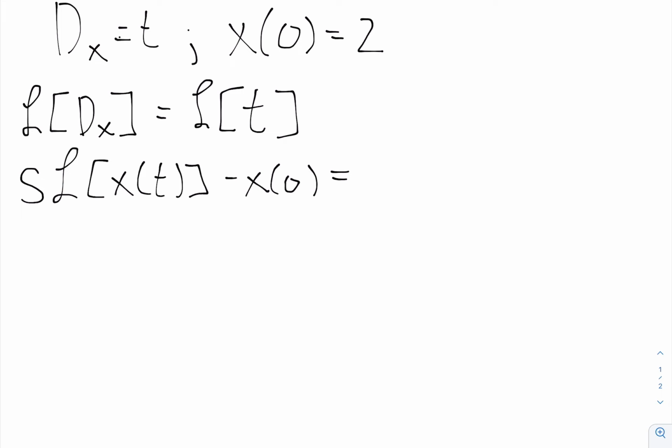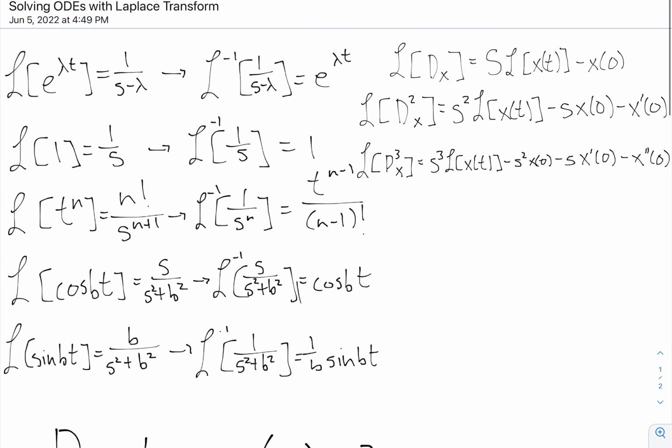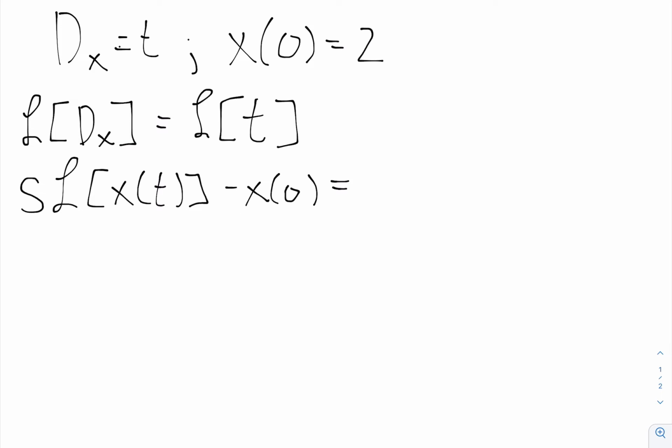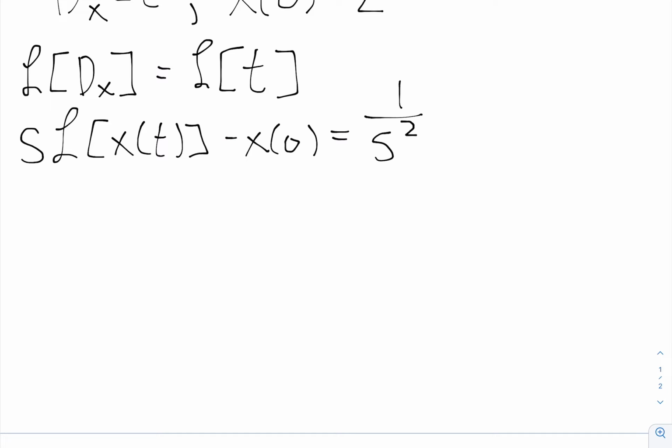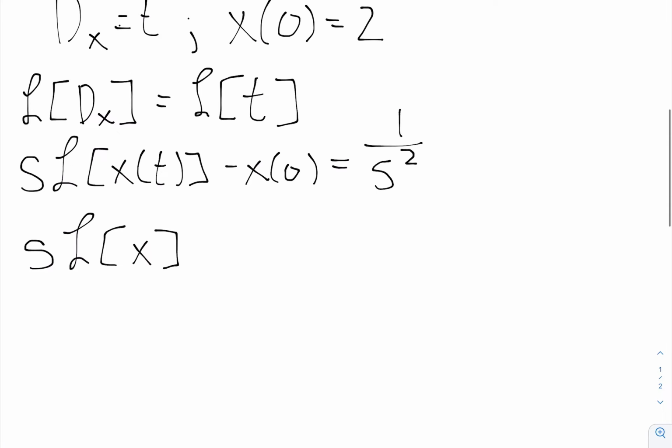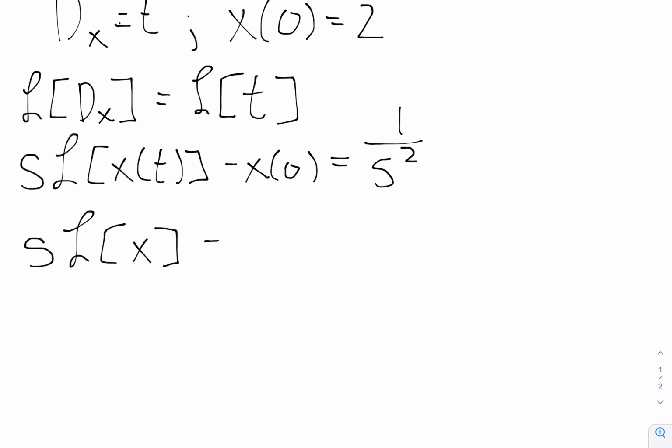That's going to be equal to the Laplace transform of t, and we're going to have to use the table on the left here: t to the n, where n is just 1, so it'll be 1 over s squared. Filling in what we know here, instead of x of t, I'm just going to put s times the Laplace transform of x, and then remember our initial condition is positive 2, so we minus 2, minus x of 0. It's going to equal 1 over s squared.